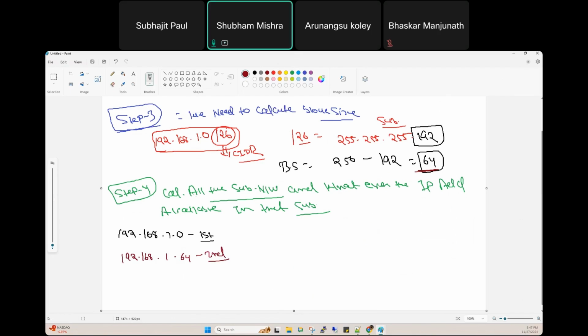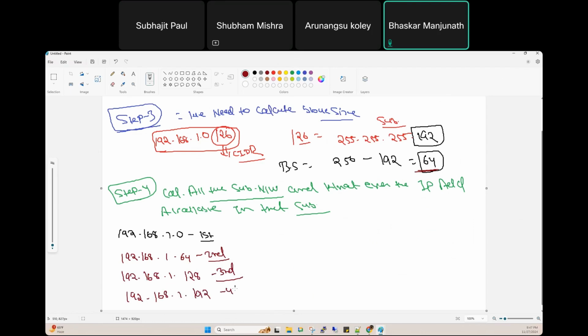Now, how can you calculate the third subnet? 192.168.1. Again, you need to add the block size. What is the block size? 64. Then 64 plus 64, that value will be 128. So that will be the third subnet. Now the next subnet will be 192.168.1, 128 plus 64. Value will be 192. That will be the fourth subnet. Now calculate the fifth one.